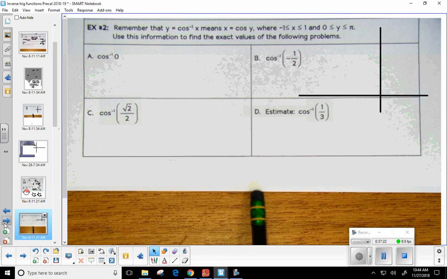Remember, while sine inverse has to be found in quadrants 1 or 4, cosine inverse will be in quadrants 1 or 2. Has to be between 0 and pi.